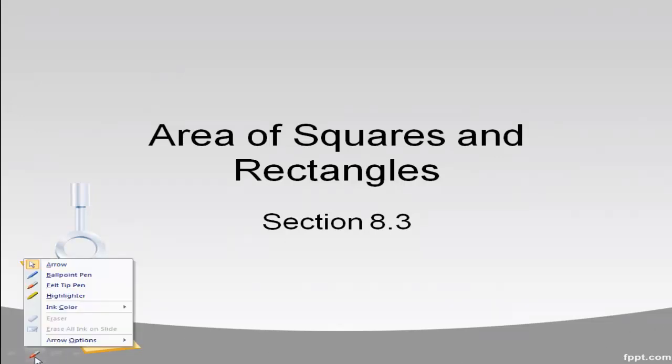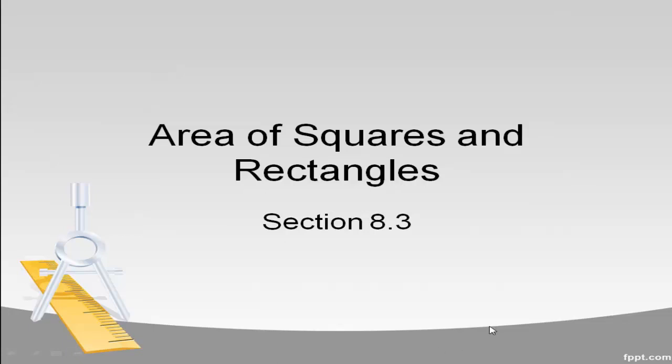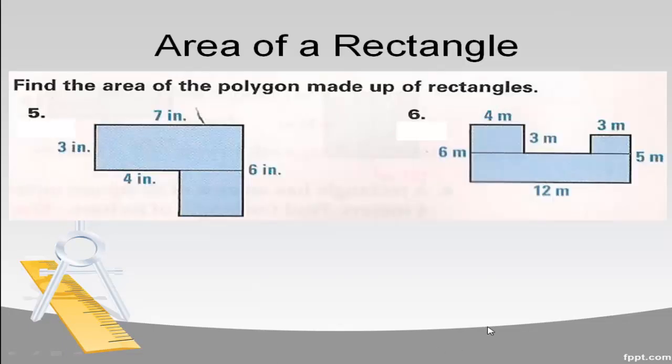In this video, we're going to continue talking about complex polygons. Two more examples. And here they are. These two examples, I want you to find the area of the polygon made up of rectangles, and I also want you to find perimeter.